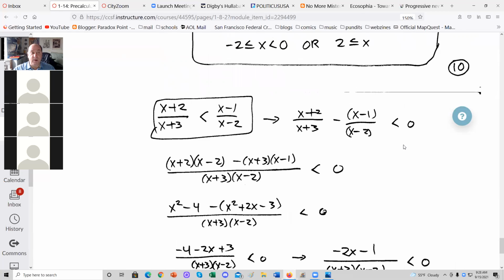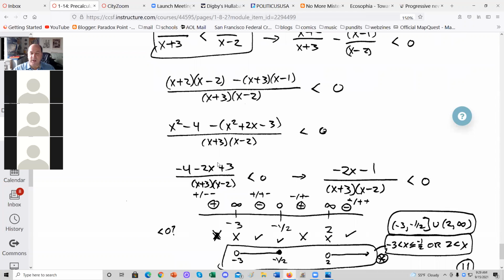Here we have another comparison of fractions. (x plus 2) over (x plus 3) is less than (x minus 1) over (x minus 2). Again, the best way to do this is to subtract this from both sides. I mean, if it were an equation, we could transpose and so on, but that involves multiplying, and that can mess things up, especially the sign. So (x plus 2) over (x plus 3) minus (x minus 1) over (x minus 2). A bit of algebra, a bit more algebra, a bit more algebra. Here we go. Minus (2x minus 1) over (x plus 3) times (x minus 2) is less than 0.